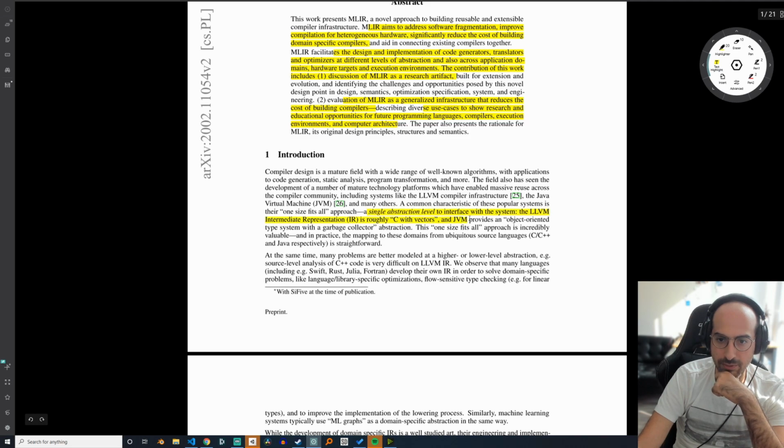LLVM, single abstraction level to interface with the system. The LLVM intermediate representation is roughly C with vectors, and JVM provides an object-oriented type system. The one-size-fits-all approach is incredibly valuable. Interesting. LLVM and Java. Okay, yeah.